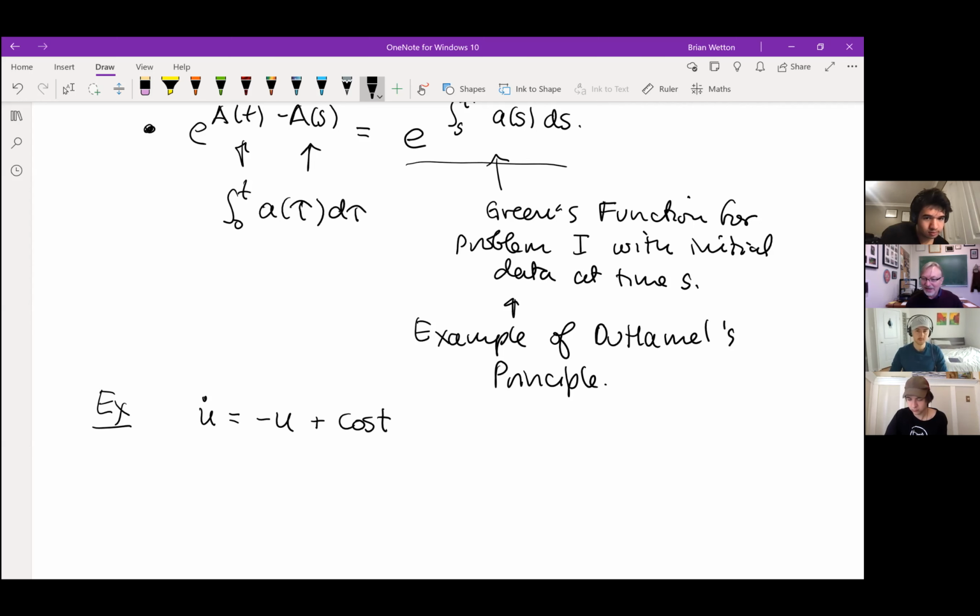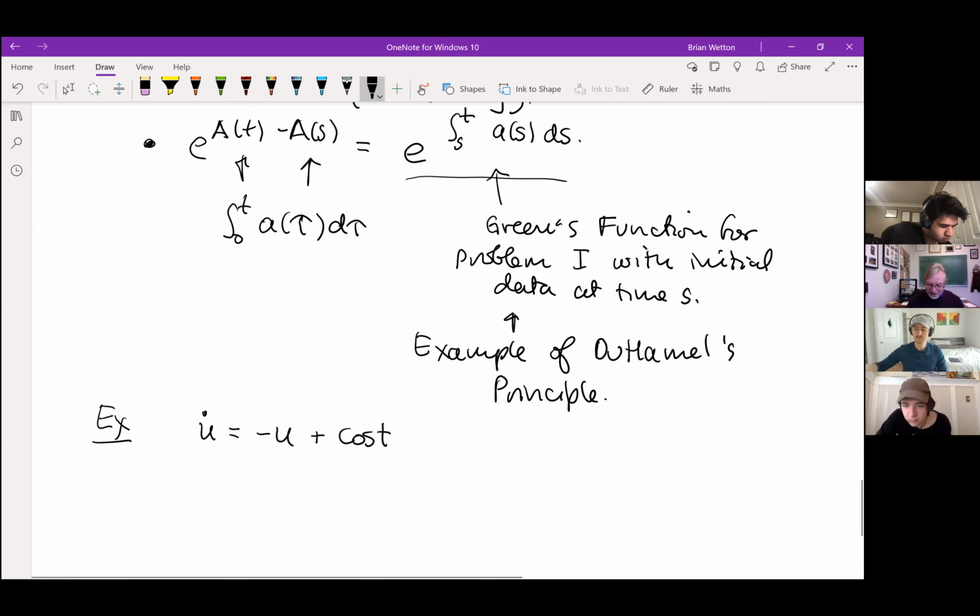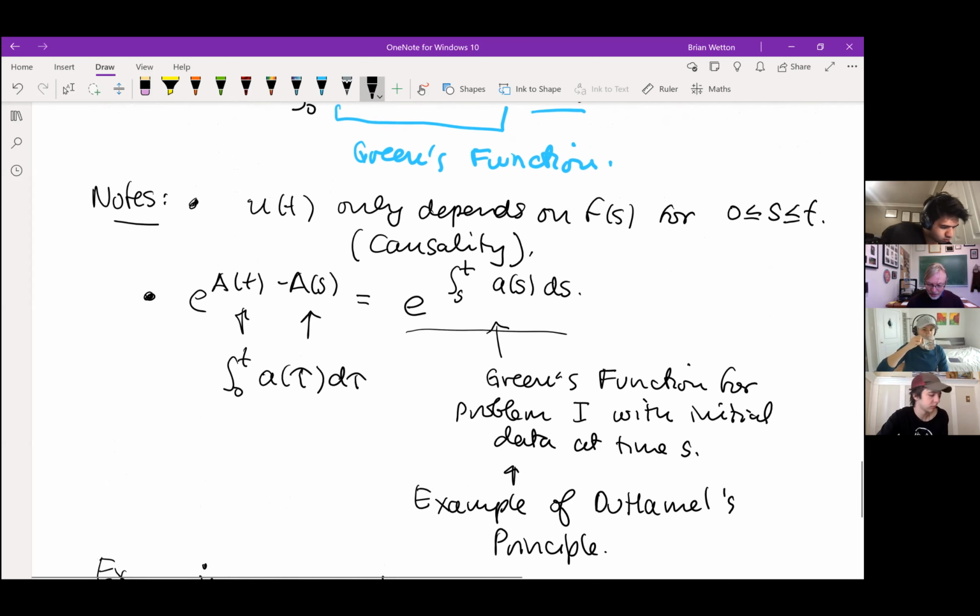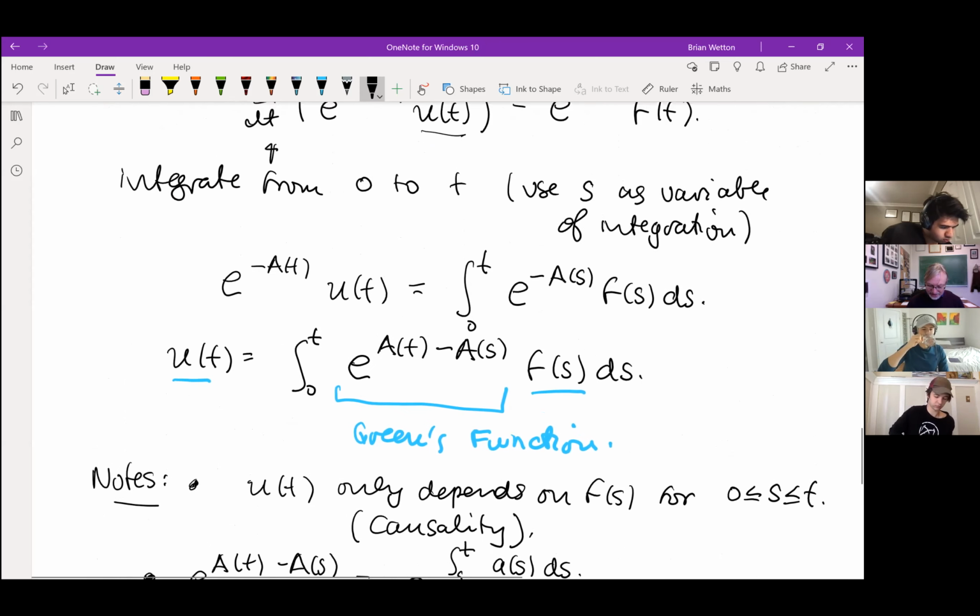Okay, there's a question coming up: would that be like a memoryless system? Well, no, right? Because remember, there's initial conditions. It remembers the initial conditions because this is only part of the solution. You have to add in the initial conditions.